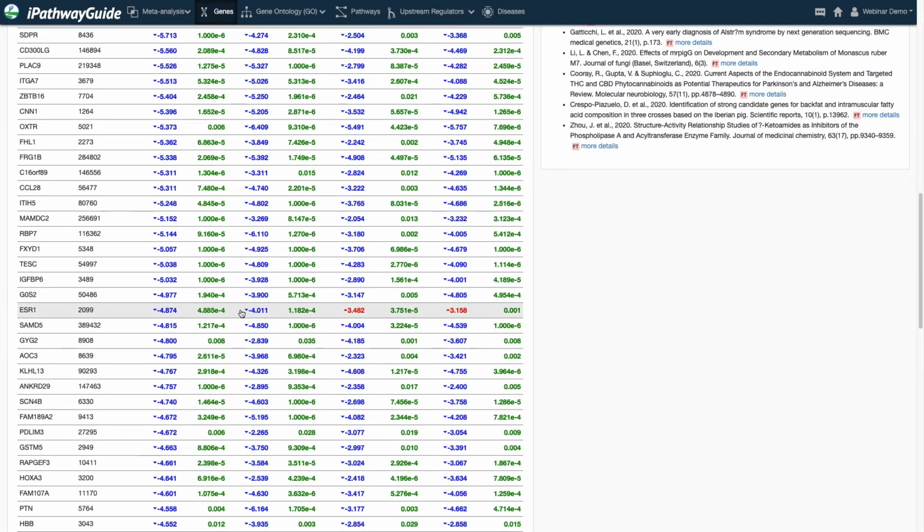And almost immediately, we find ESR1. This is down in triple negative and HER2. It's up in luminal A and B. ESR1 is the estrogen signaling receptor. It is the canonical biomarker for the luminal subtypes. So this is heartening to see.